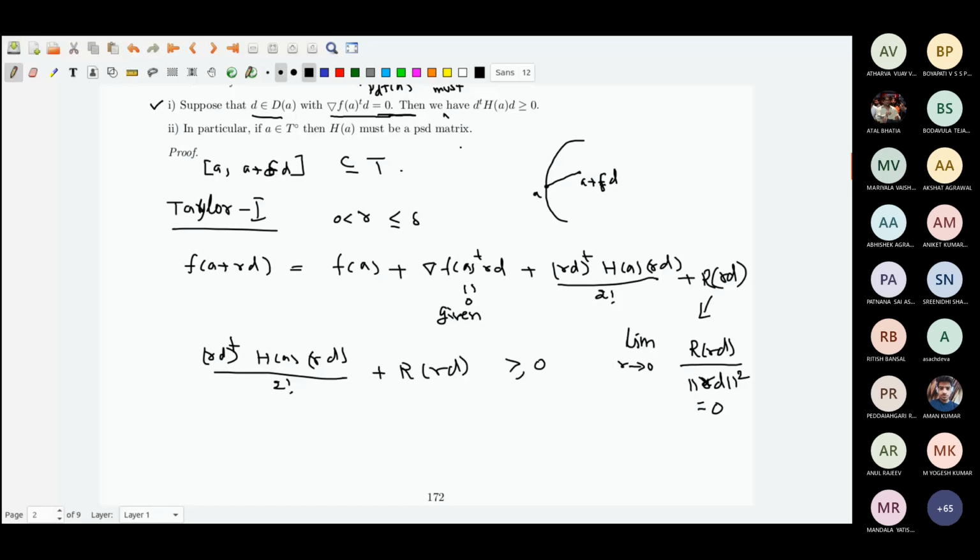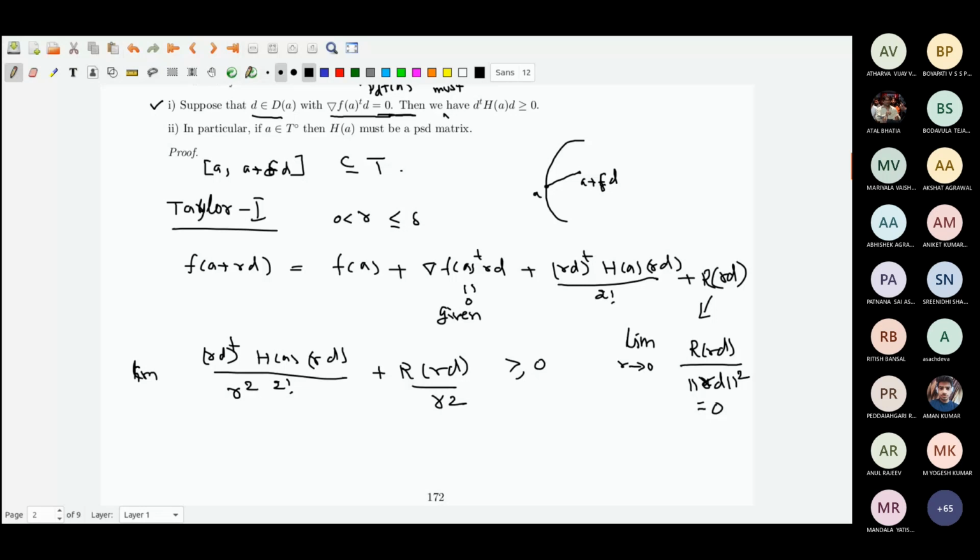So in that case, D is fixed and D norm square is a non-zero number. So what I am saying now is that the error term R(RD) divided by r square is actually going to 0. So D norm square is a fixed term, it is not playing any role. So all you do is divide this whole thing by r square, which is also greater than or equal to 0, and then take the limit.